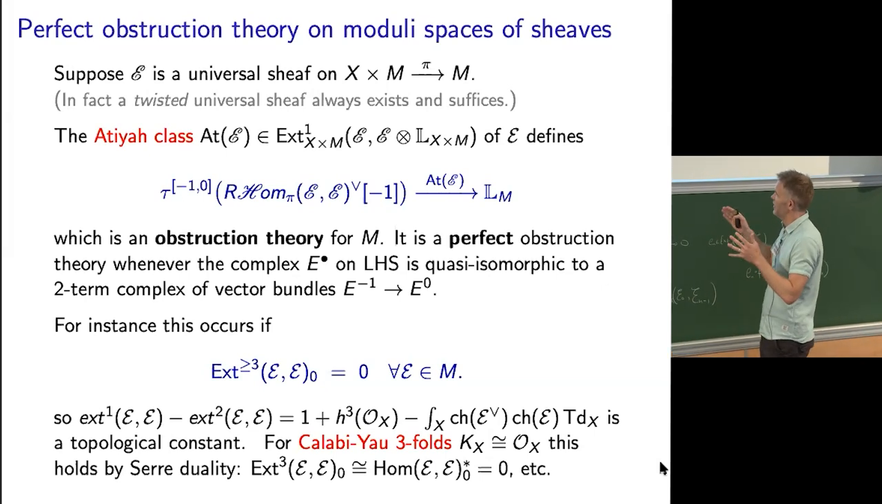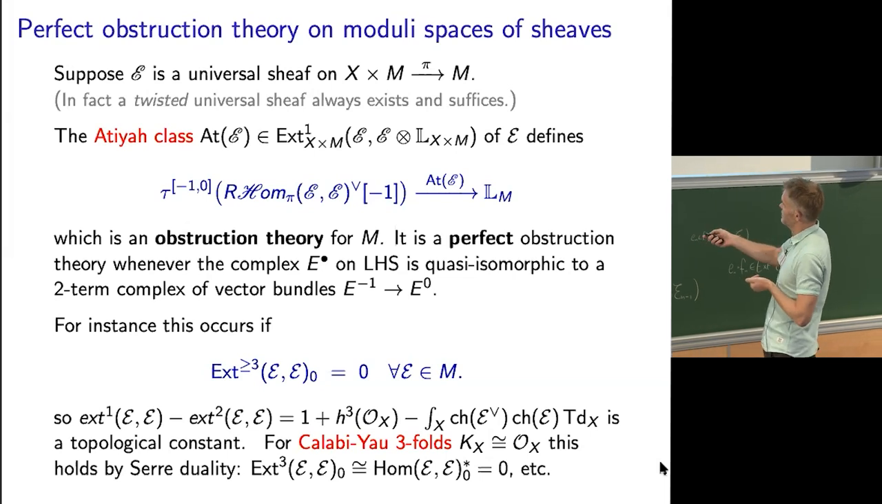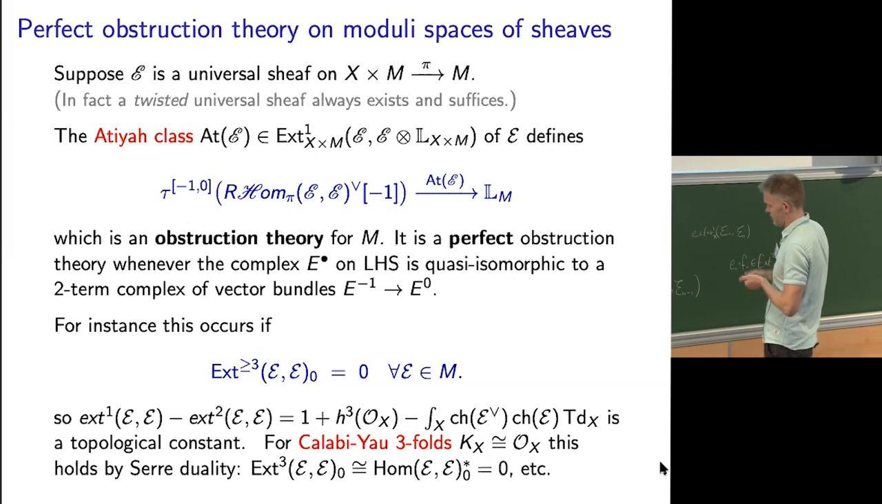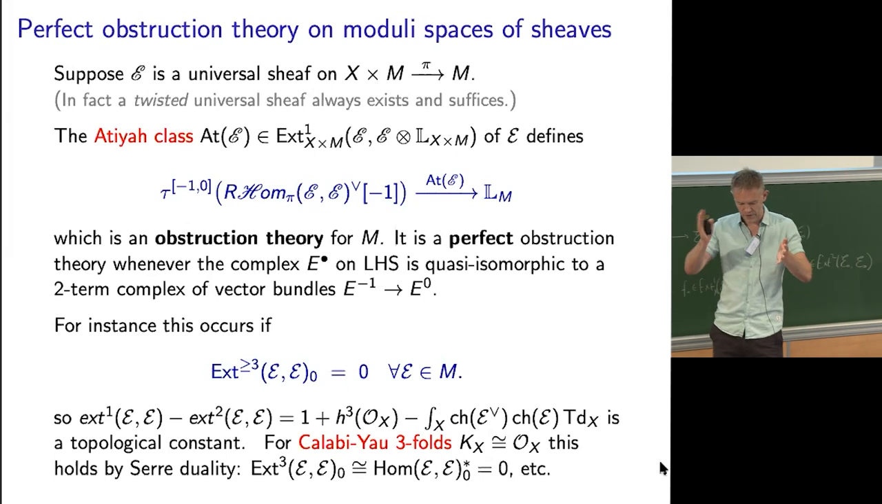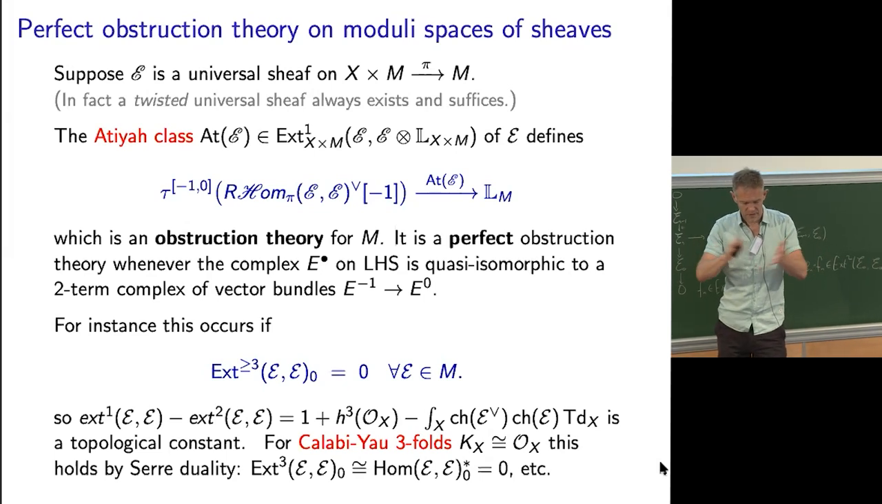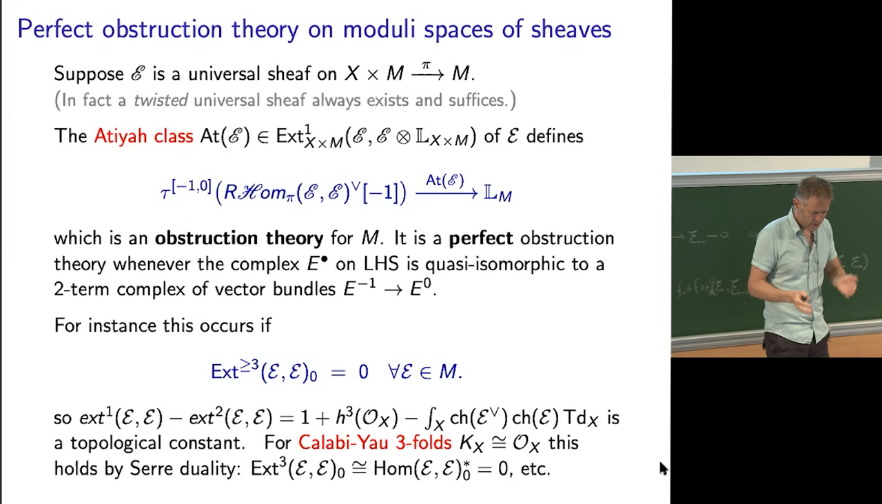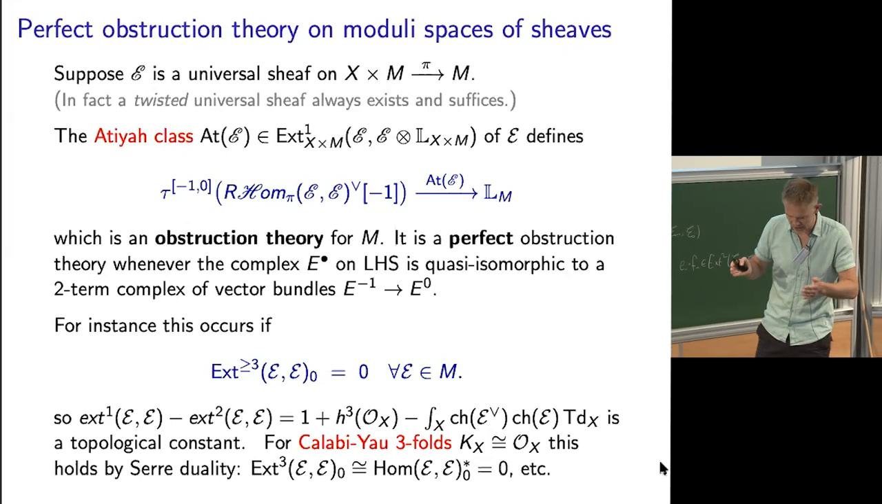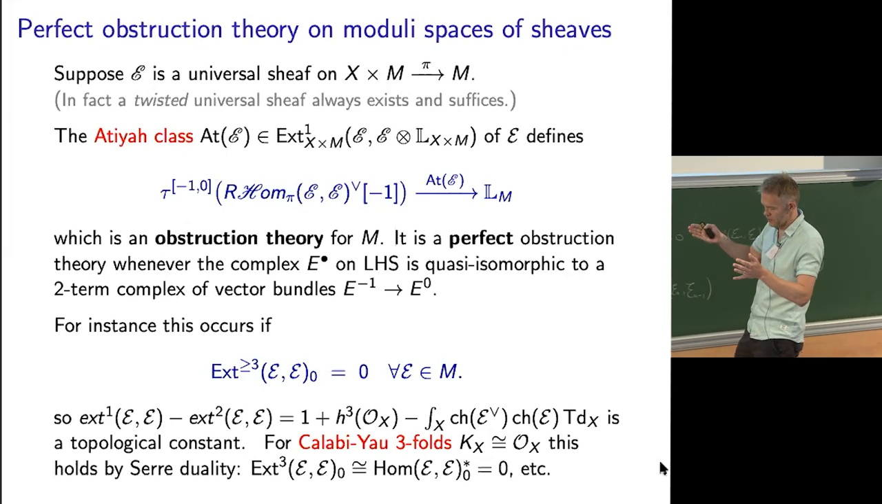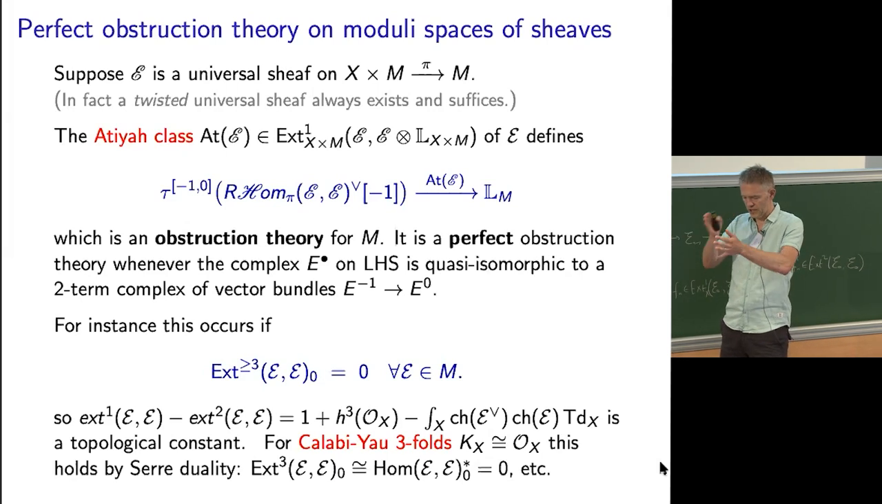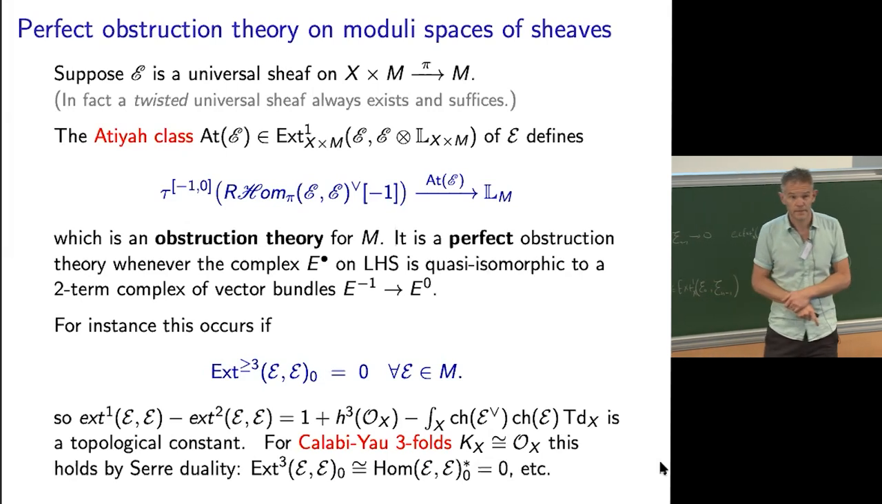In fact, it's zero. This topological constant, this virtual dimension, is zero in the Calabi-Yau threefold case, because the x1 and the x2 are dual to each other, so they've always got the same dimension. And the fact that they always have the same dimension means that they can be resolved in this way, that they are the cohomology of a two-term complex of vector bundles.